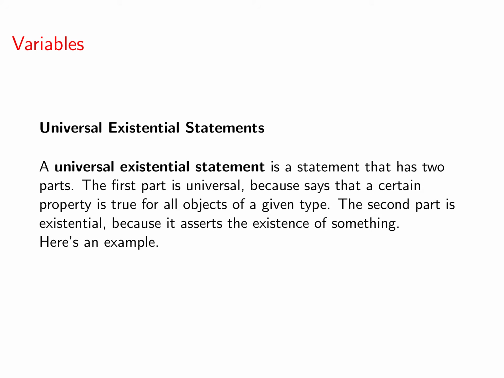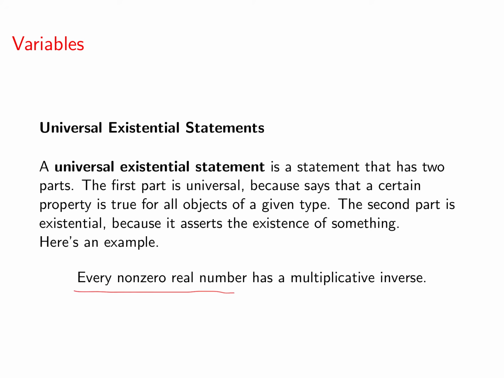Let's look at an example. Every non-zero real number has a multiplicative inverse. So again, there's two parts to this. There's the universal part, where we're saying something about every non-zero real number. And then here's the existential part, where we're saying that something exists. In this case, a multiplicative inverse exists for each non-zero real number.